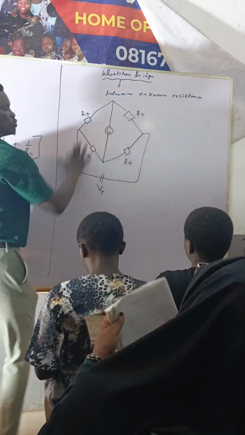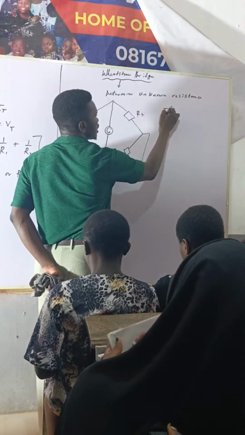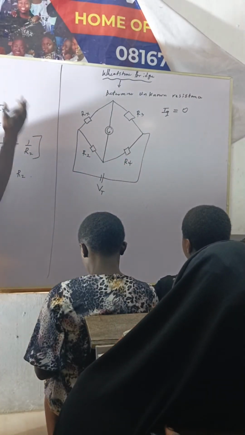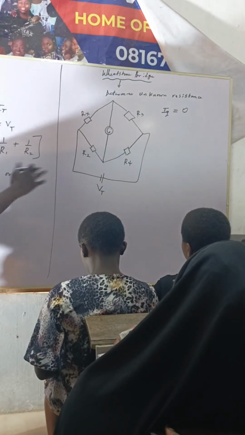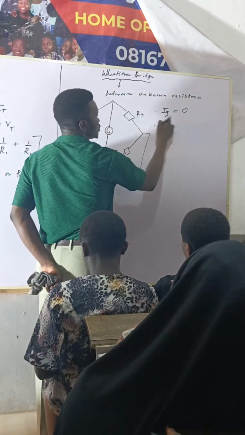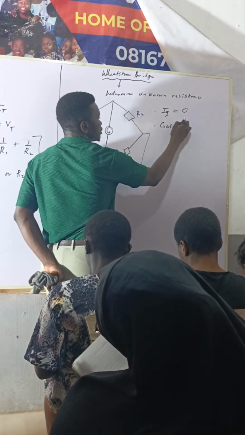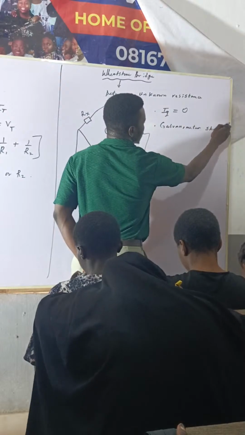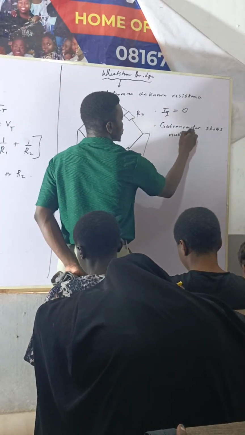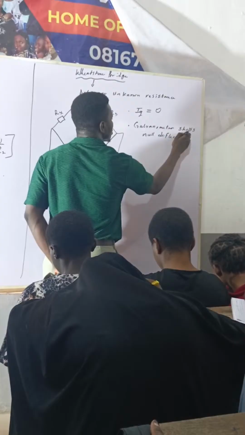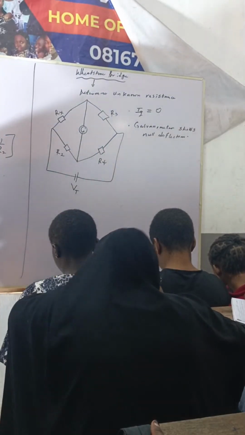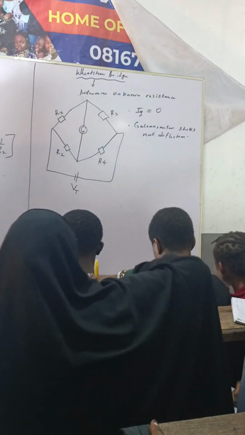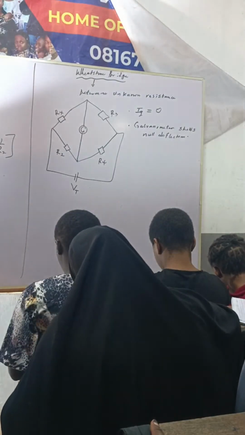But before your Wheatstone bridge works, just know that there must be no current flowing through the galvanometer. The galvanometer must show zero deflection. So they can ask you that. Your galvanometer must show no deflection to show that this is working perfectly for you to get what you are supposed to get.